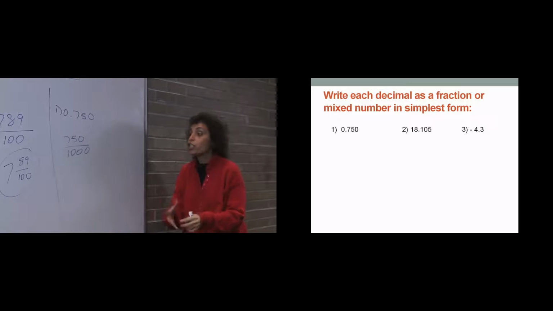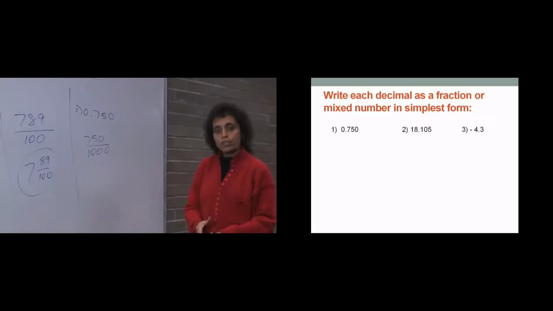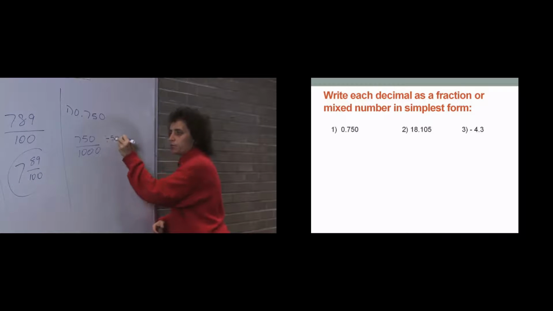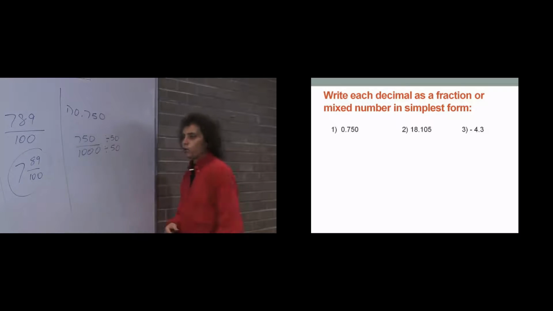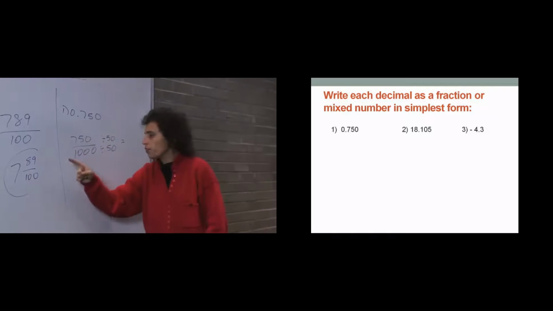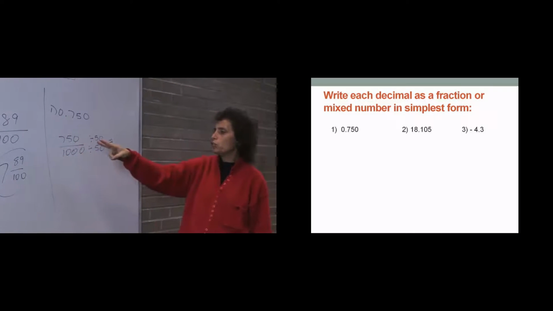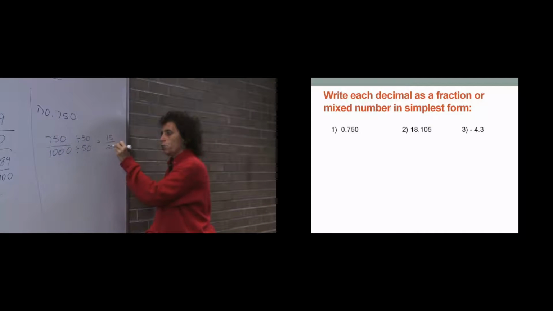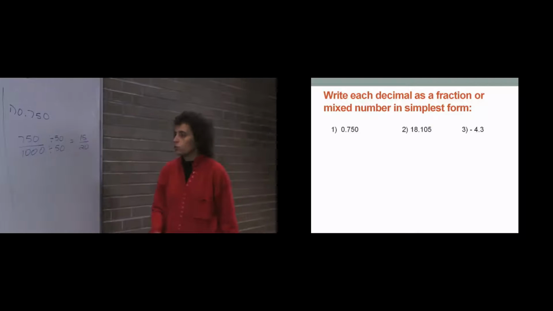Now I can reduce. All right. Ready to reduce? Let's reduce. I'm thinking 50's going in. I wish I knew how many times. Okay, so 50 into 750. 50, 100 is 2. So 15 times, I'm thinking. And this is 20 times. Oh, I can go again.